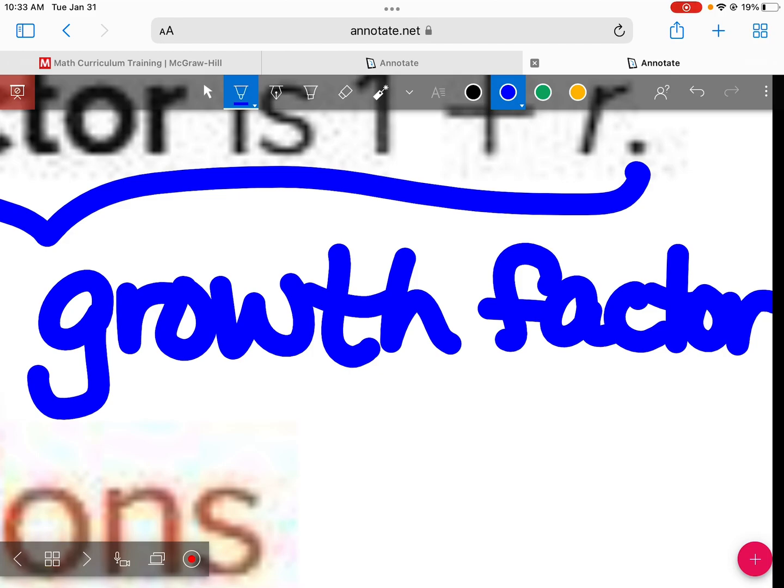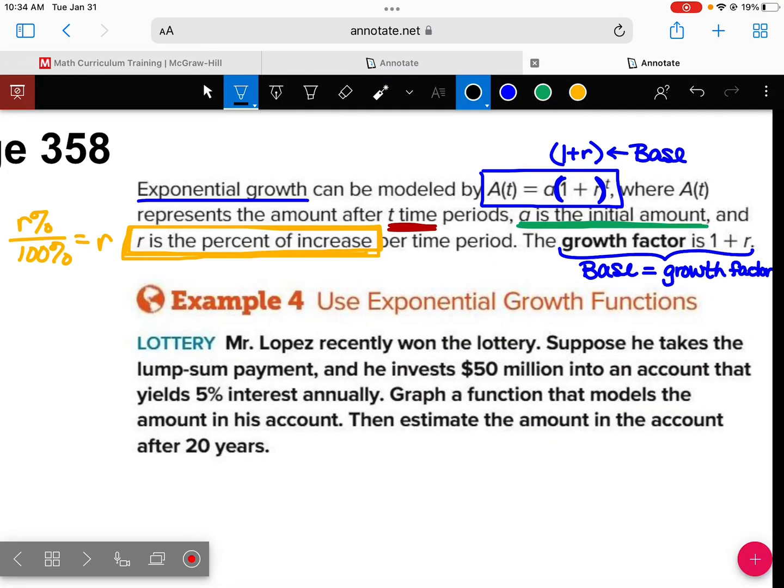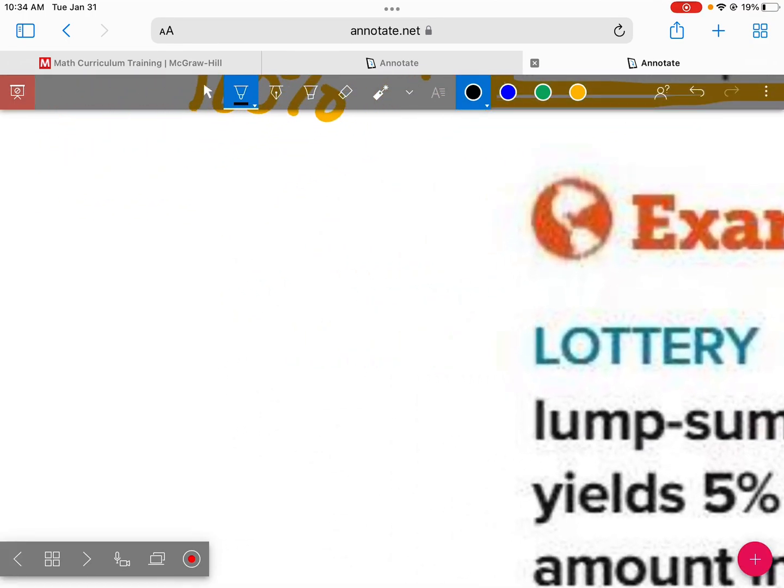Mr. Lopez recently won the lottery. Suppose he takes the lump sum payment and he invests $50 million into an account that yields 5% interest annually. Graph a function that models the amount in his account, then estimate the amount in the account after 20 years. All right, so we're just going to substitute in first. Guys, we still have a little bit of time. Hang with me here.